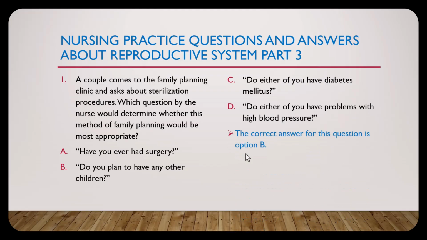Now for this question, the correct answer is option B. Do you plan to have any other children? Now let's move to the rationale.